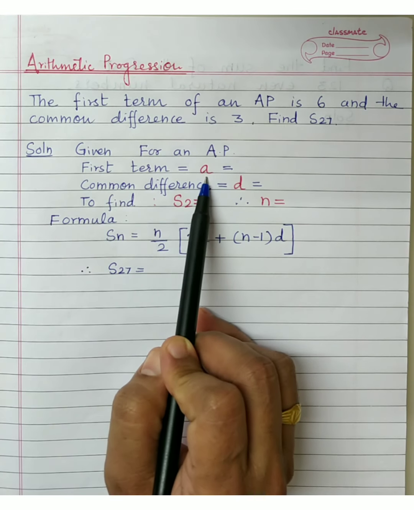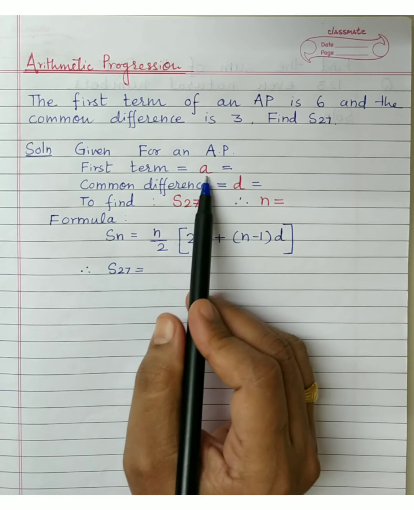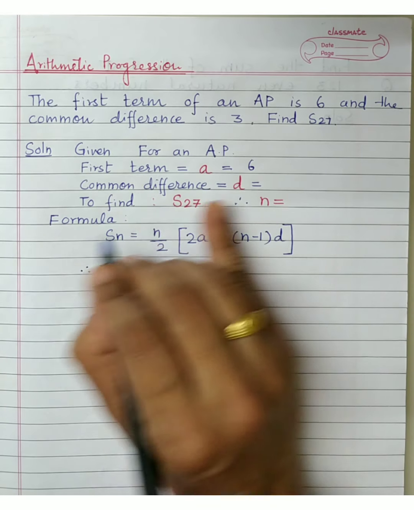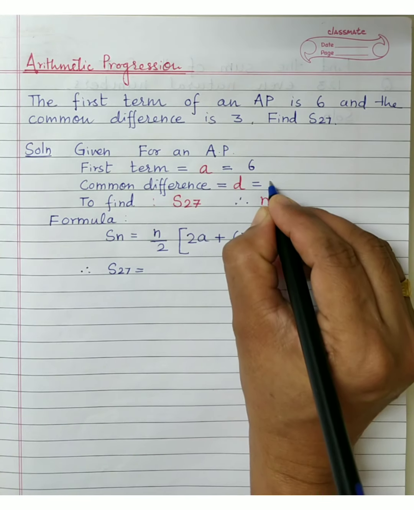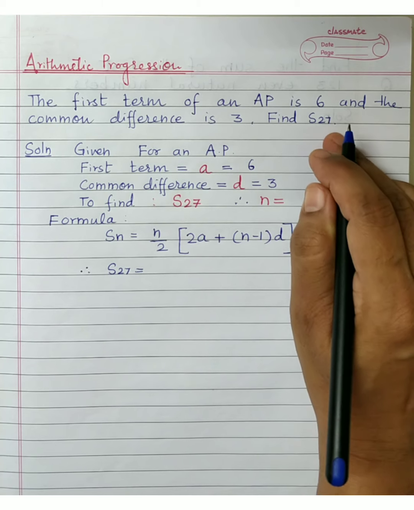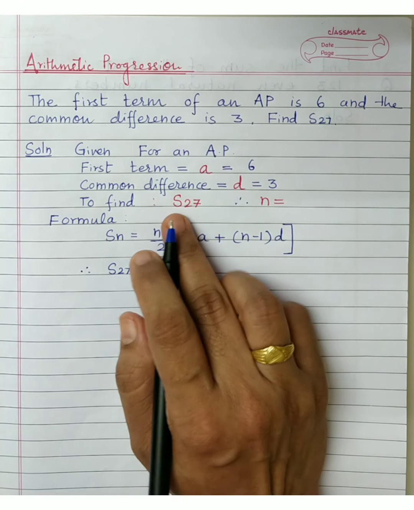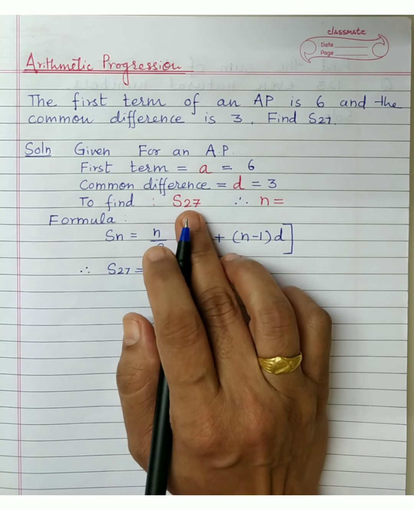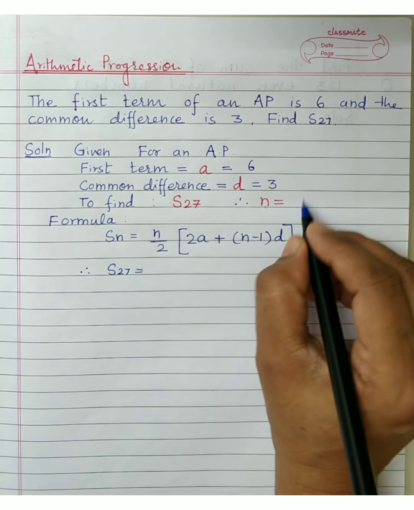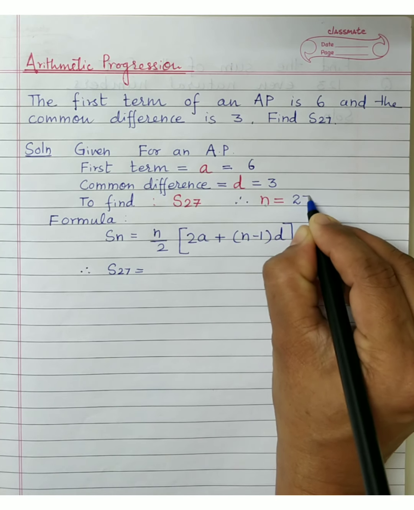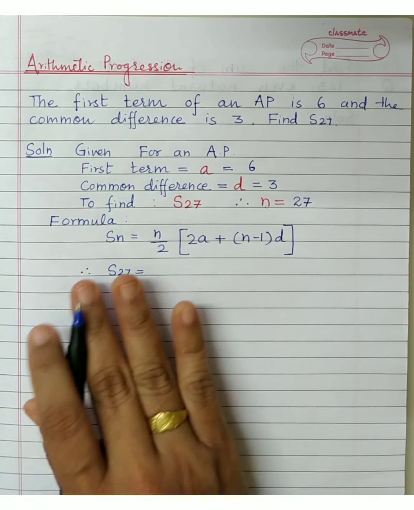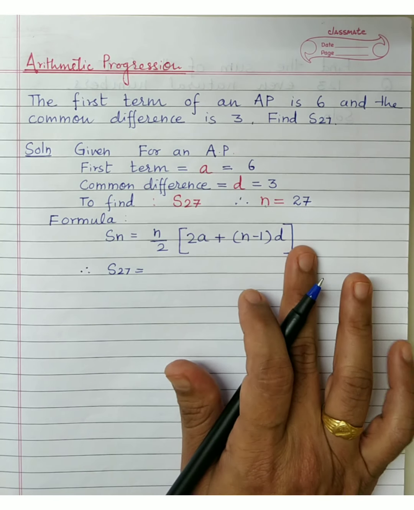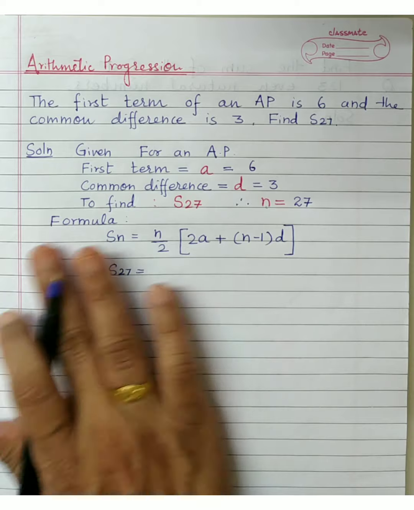First term is denoted by A for the formula. For the first term, that is A, what is it? 6. Common difference denoted by D, what is that? 3. And what you have to find is S27. S27 means sum of 27 terms. Thus, what is the value of n here? How many terms? 27. Clear? Then in this case, since we do not know what the last term is, we shall use this formula. So write down the formula.